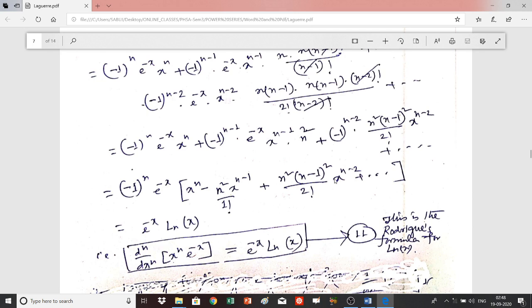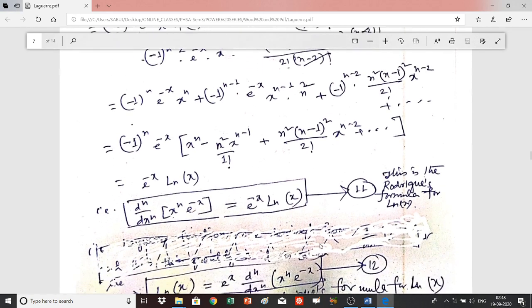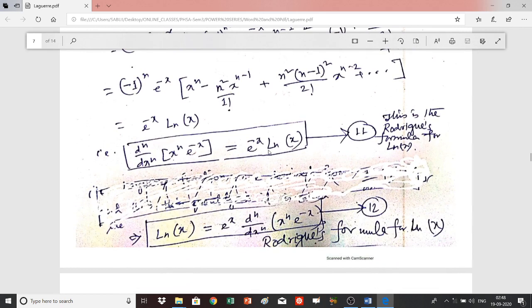And you know that the term written in the third bracket is nothing but the Laguerre polynomial or Laguerre function. So d to the power n by dx n of x to the power n e to the minus x is equal to minus 1 to the power n, e to the minus x, L_n(x). And from here you can write L_n(x) is equal to e to the power x, d n by dx n of x to the power n e to the minus x.